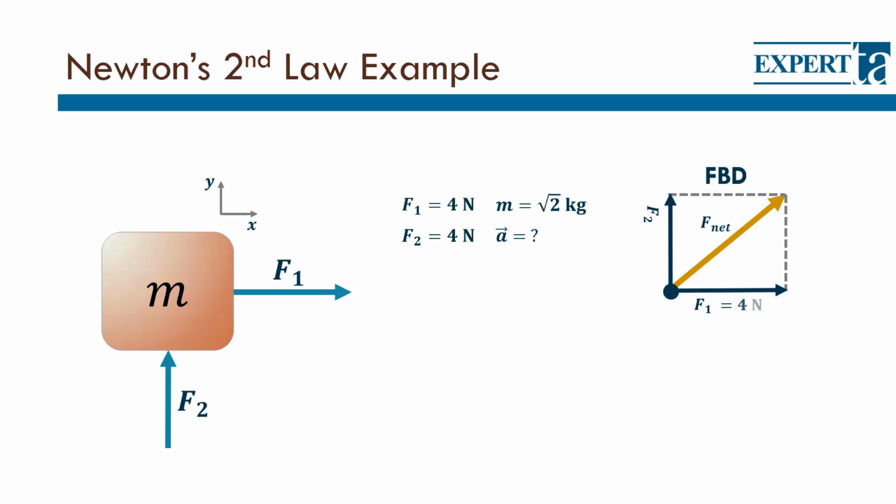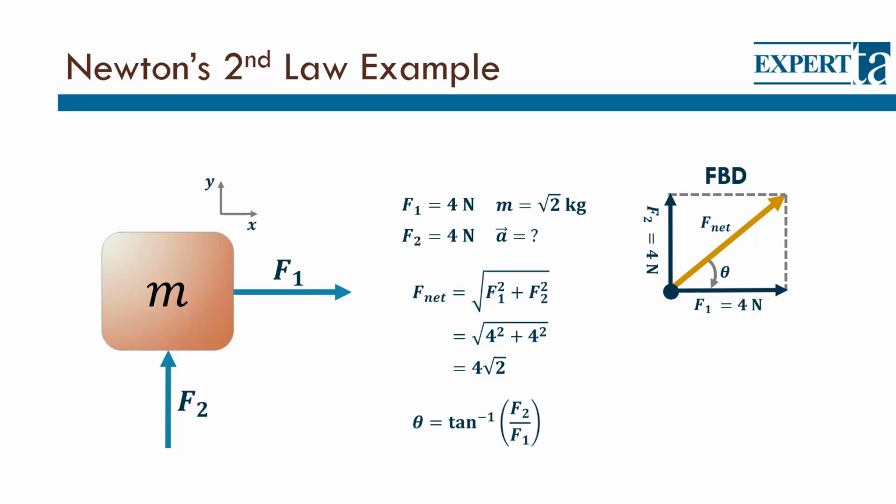Alright, so let's take a look at how to solve this. We know that F1 is 4 newtons and F2 is also 4 newtons. So we use Pythagorean theorem to find out what the magnitude of F net is, and that will be the square root of F1 squared plus F2 squared, which is square root of 4 squared plus 4 squared, which is 4 square root of 2. How about the direction? If we call this angle theta, theta is tangent inverse of F2 over F1, and since both are the same, tangent inverse of 1, that is 45 degrees, so we know that the force acts 45 degrees above the x-axis, and the magnitude is 4 square root of 2.